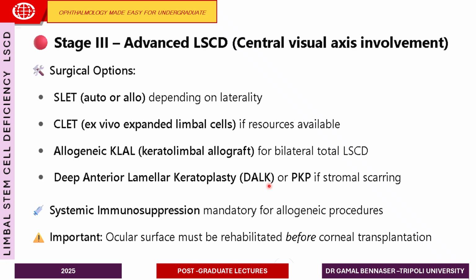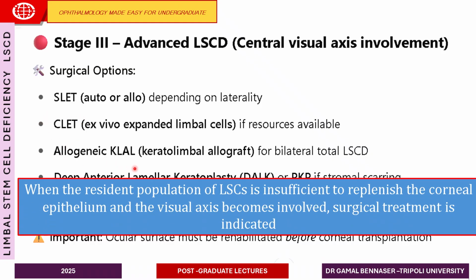There are a battery of different types of limbal stem cell transplantation. We will speak about them later on, but these are some of the examples, like the SLET, CLET, allogenic KLAL, and deep anterior lamellar keratoplasty is an option also. And of course, when we use allogenic grafts, we have to apply aggressive immune suppression.